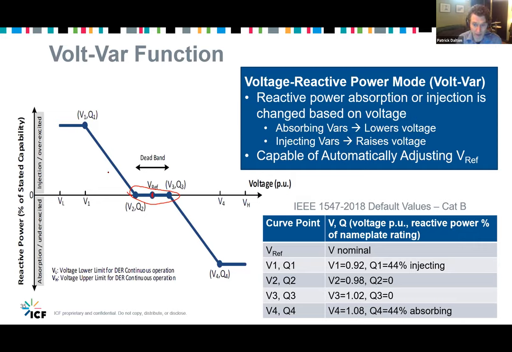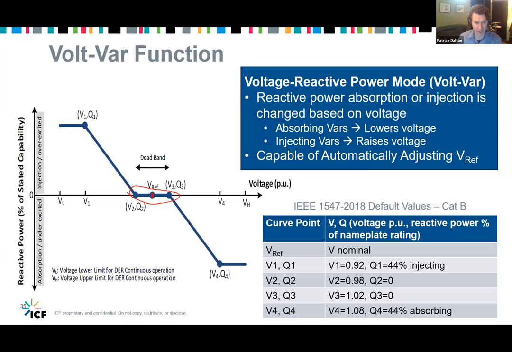If we think about a cruise control system in your car, there's a dead band on that as well, a range of speeds where it's taking no action. Otherwise, you would potentially have a very jerky ride if that control system was constantly trying to adjust for every minor movement in speed. And that's a similar concept for the volt-VAR function.